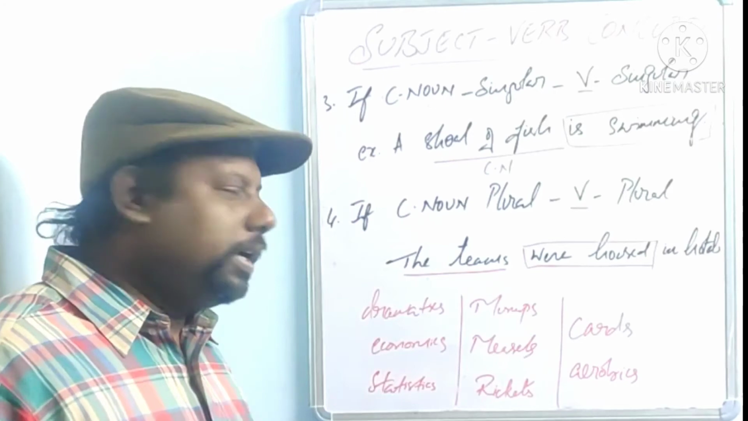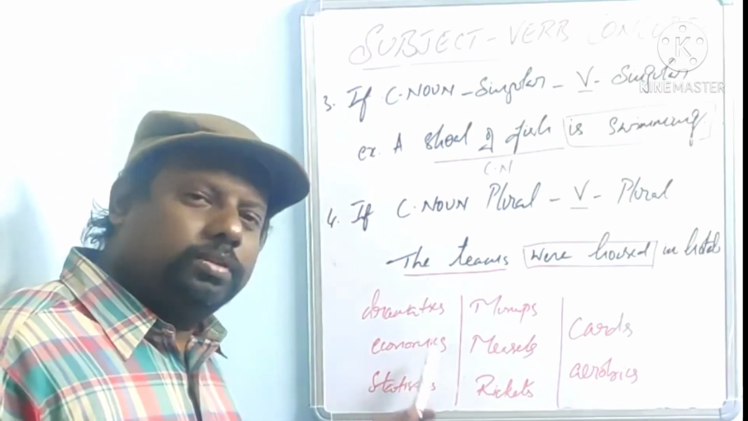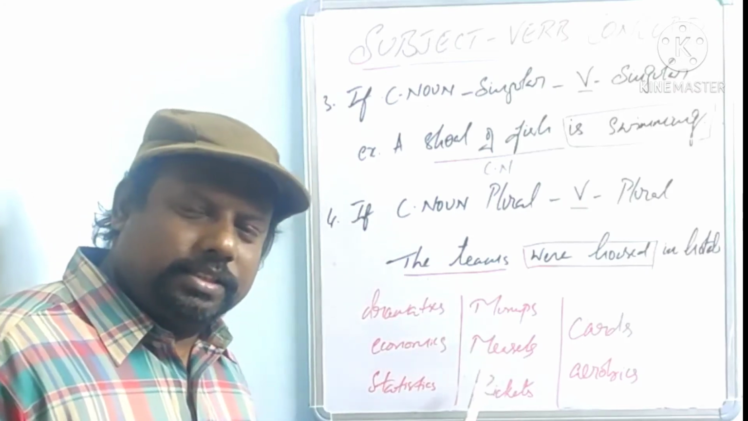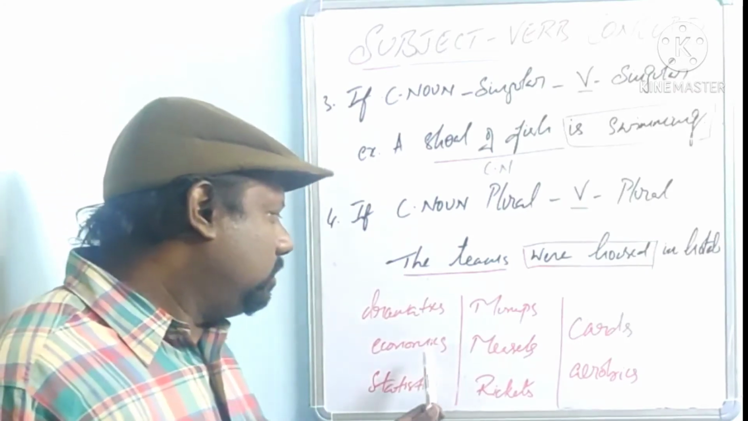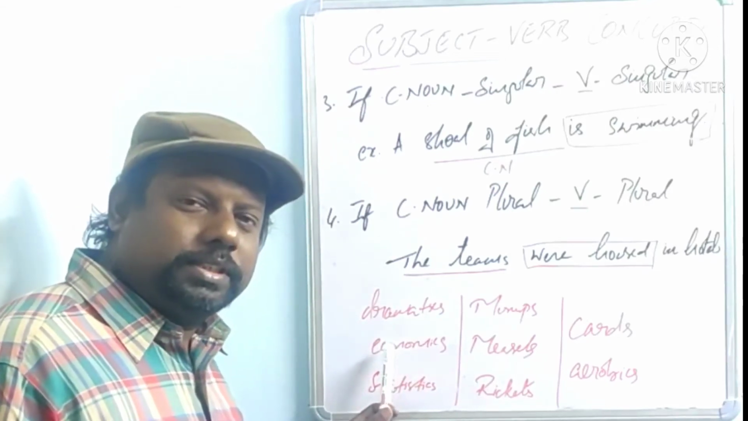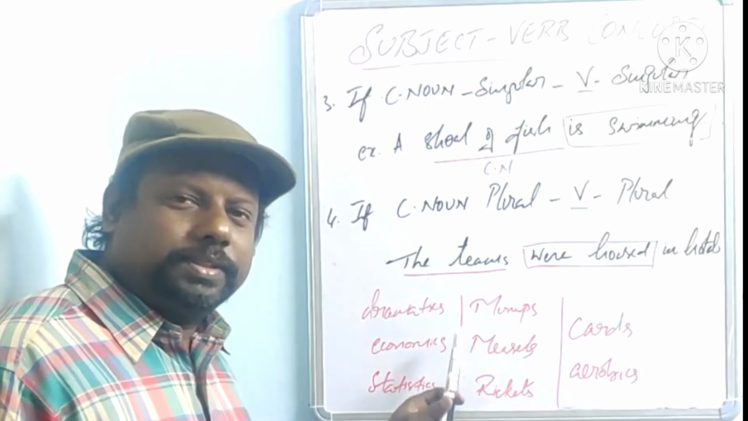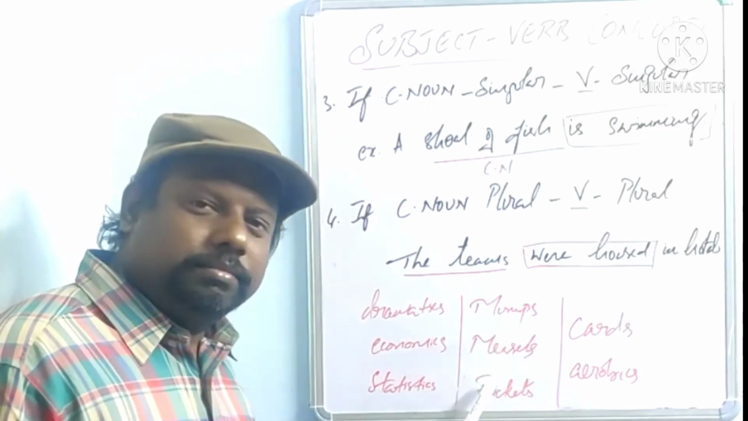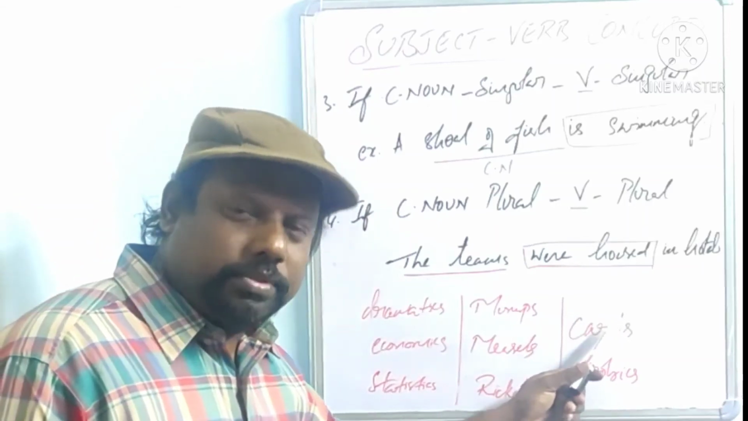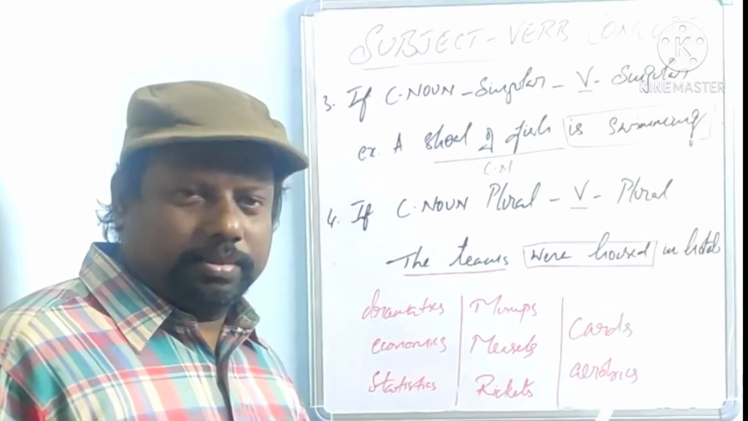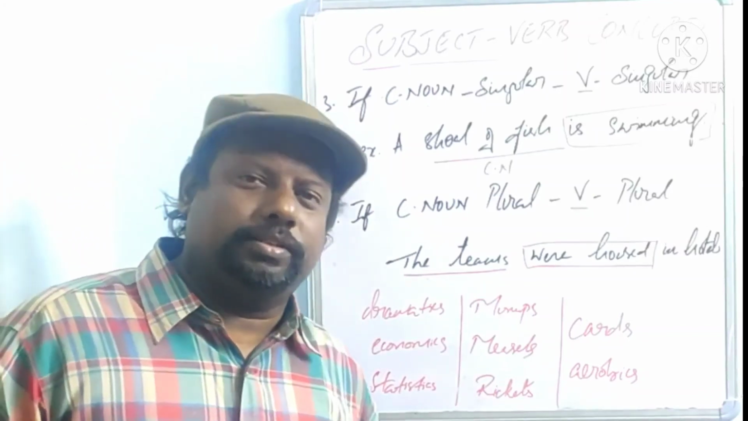We have some words here though they resemble plural forms by taking s, but they are treated as a whole, as a singular unit. See, as far as subjects are concerned here, dramatics, economics, statistics. As for diseases, mumps, measles, rickets. And as for games or sports, you can take cards, aerobics. These all end with s, but they take a single unit.